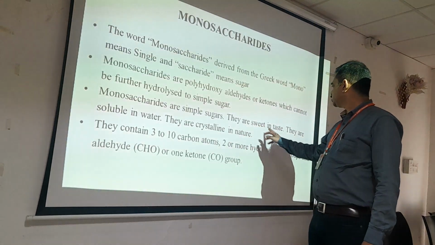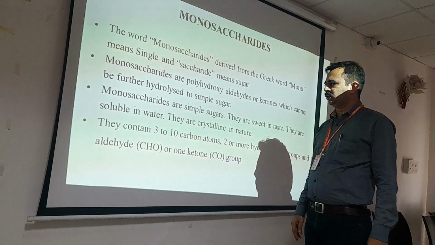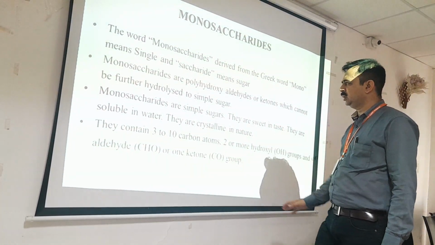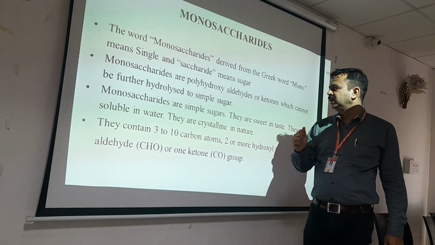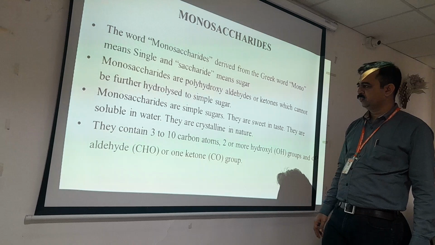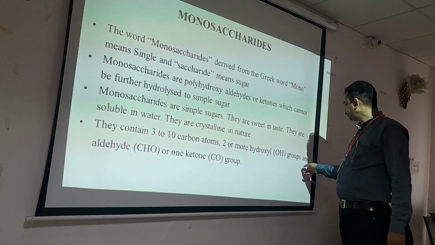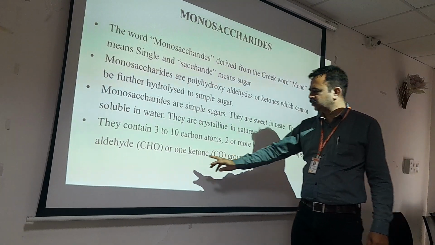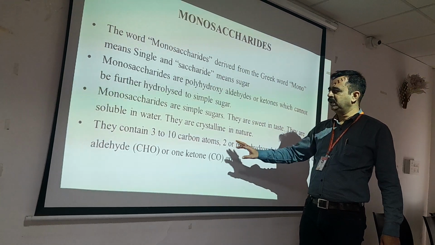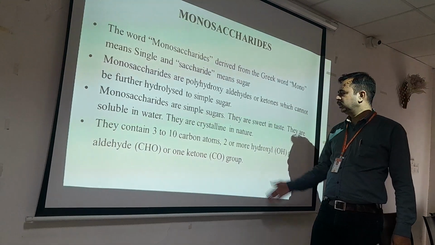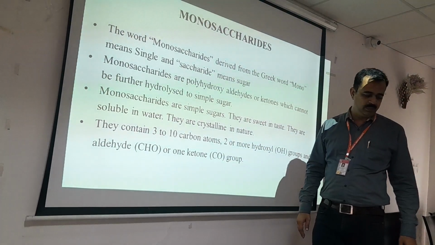Monosaccharides are simple sugars. They are sweet in taste, soluble in water, and crystalline in nature. So these are certain properties of monosaccharides. Whenever the word simple sugar comes, it means a monosaccharide. They contain 3 to 10 carbon atoms, 2 or more hydroxyl OH groups, and 1 aldehyde CHO group or 1 ketone CO group. So a monosaccharide is defined in terms of 3 to 10 carbon atoms with 2 or more hydroxyl groups, and one and only one aldehyde or ketone group.